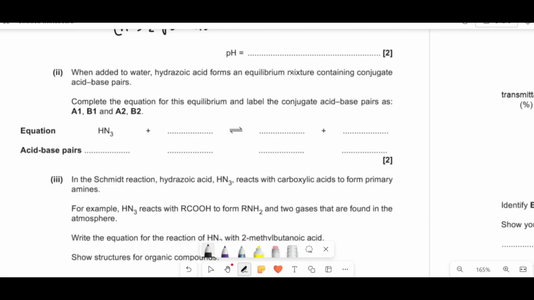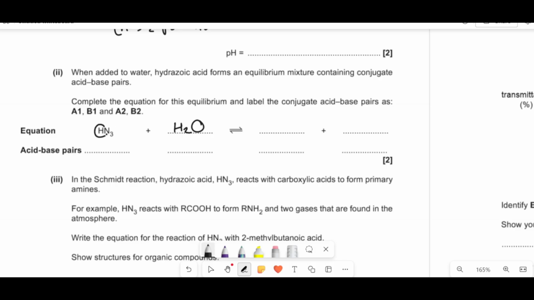When added to water, hydrazoic acid forms an equilibrium mixture containing conjugate acid-base pairs. Complete the equation and then label them. So whenever you're having an acid, it is something that loses an H+, right? And something that is a base will gain an H+. It accepts it and donates it. Everyone loves saying proton donor, acceptor. They don't have a clue what they're saying. The question's told you it's reacting with water, so we're going to add water. Something is losing an H+ this way and gaining it, and the other way around as well.